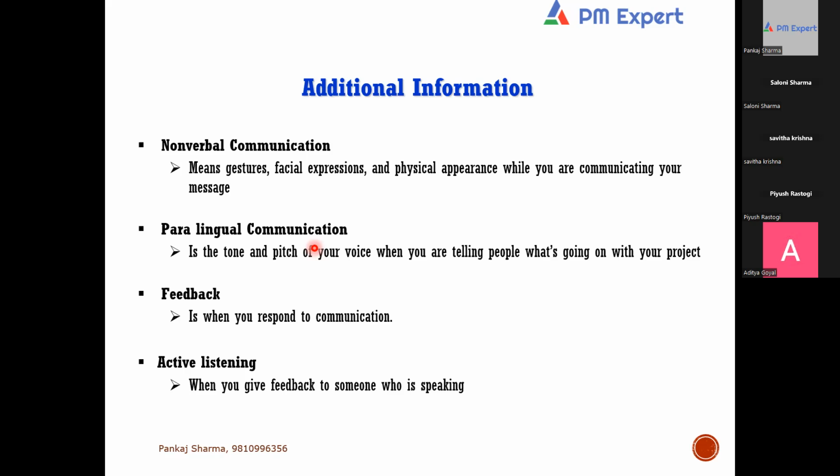Or you become too professional. All of a sudden, then you will analyze, Nitin ji, kaise ho? So again the message is passed through this paralingual communication. This is when you use a sarcastic tone or change the tone or pitch of your voice. This is paralingual communication.